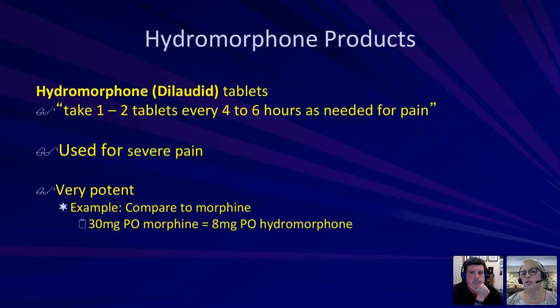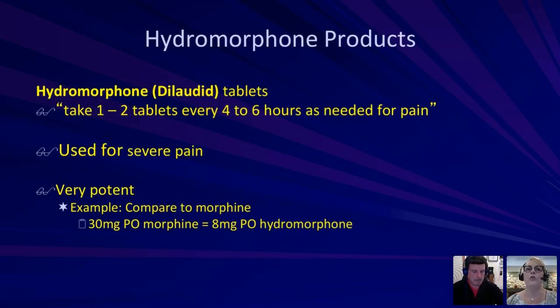You can tell that it's structurally related to morphine. This product is more potent than morphine. Other than fentanyl, hydromorphone is one of our most potent opioids that are available. So I just wanted to show you how we can compare these to one another. If we give a patient 30 milligrams of morphine and wanted to switch to hydromorphone, they would only need 8 milligrams of hydromorphone. So you see that that's a more potent drug because you only need 8 milligrams of hydromorphone to give the same pain control as 30 milligrams of morphine.